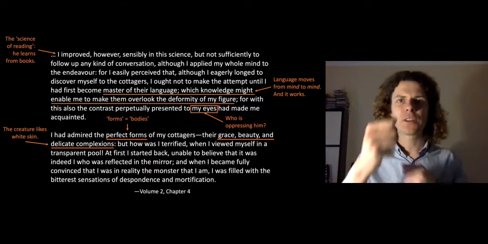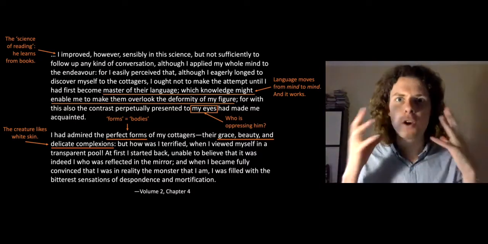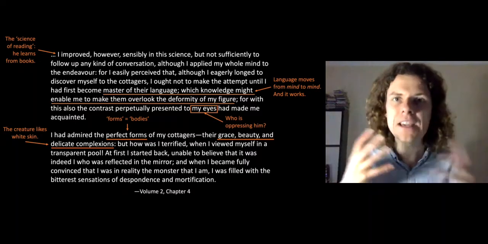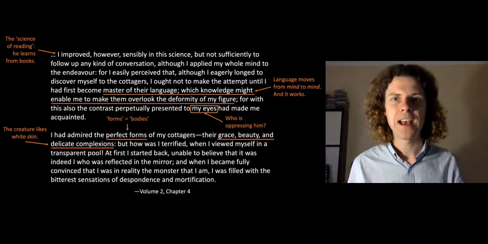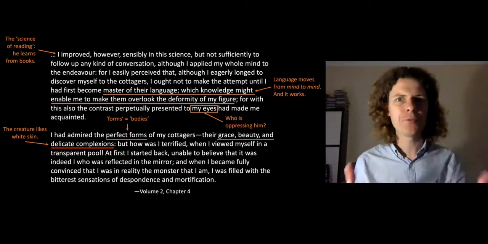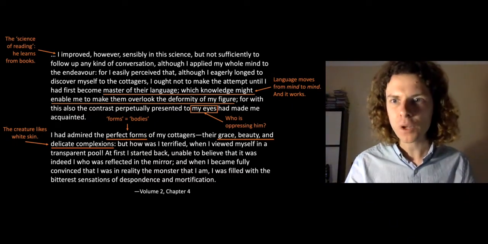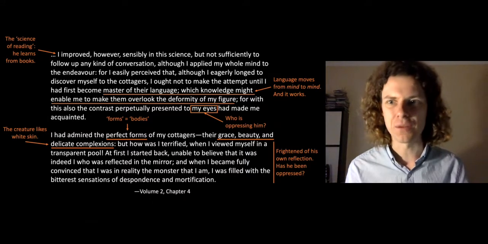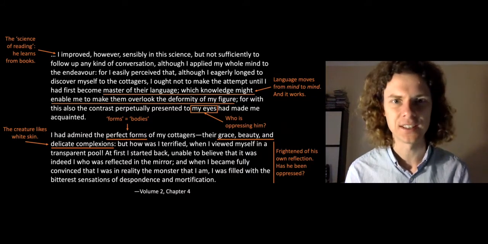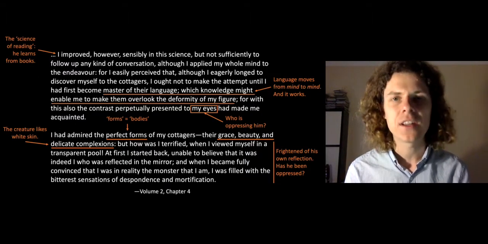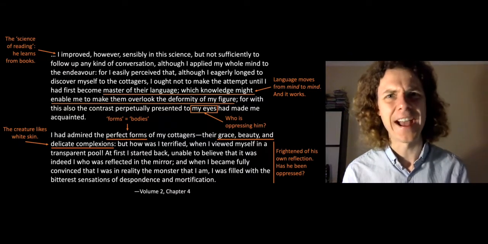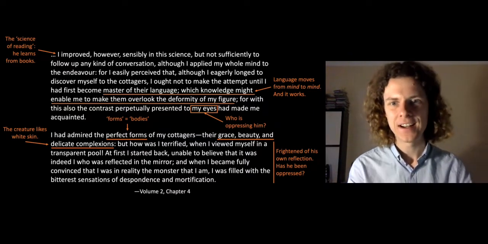So there's this relationship between society's ideas and the creature's own ideas, and society's ideas seem to creep into the creature's mind and become his own ideas. And this sort of poisoning of the creature's own mind ultimately has quite a tragic outcome, which is that the creature's frightened of his own reflection. When he looks at his own reflection, he's disgusted and he hates what he sees. He believes he is in reality the monster that he is. It's a bit of a tautology there. I am in reality the monster that I am. He's saying the same thing twice.